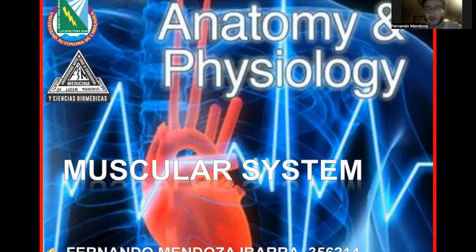And today I'm going to present the anatomy and the physiology of the muscular system. This is one of the most important systems of the human body because it is the one that makes us move our bones and provokes the movement of the whole body. So that's why I chose this particular topic, because it's one of my favorite systems of the whole body. So let's get started.